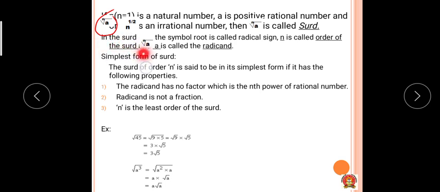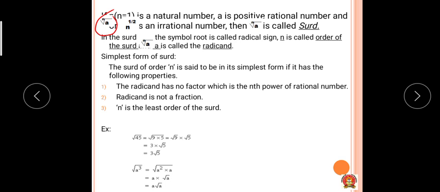For example, in the surd, the nth root of a, what are we reading? The nth root of a. When n is 2, we are reading a square root. If it is 3, then we are reading a cube root. If it is 4, then you are reading the 4th root of a. The symbol root is called a radical sign. n is called the order. In the nth root of a, n is the order and a is called the radicand.